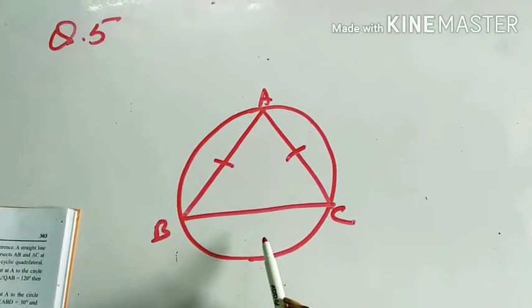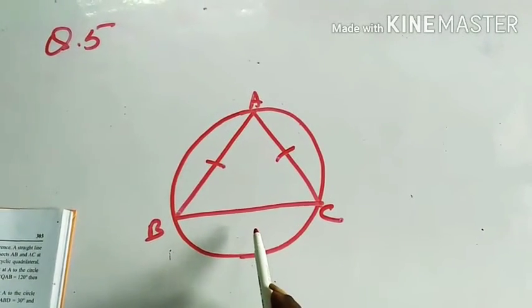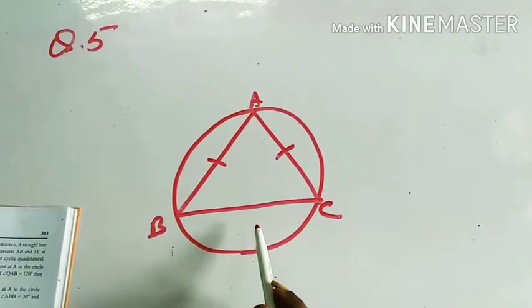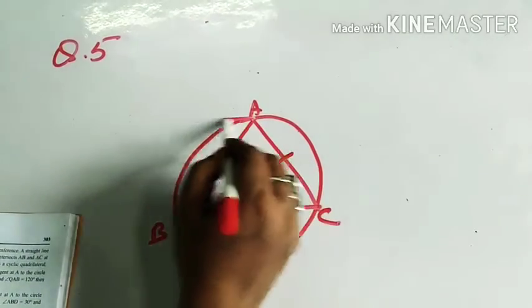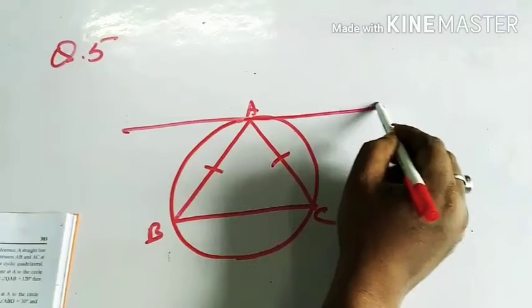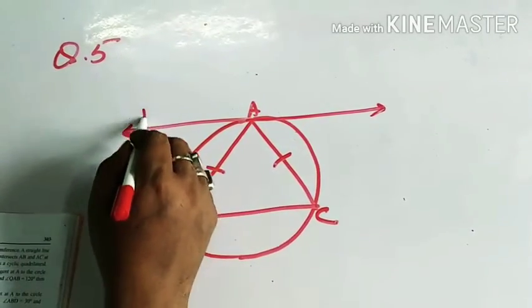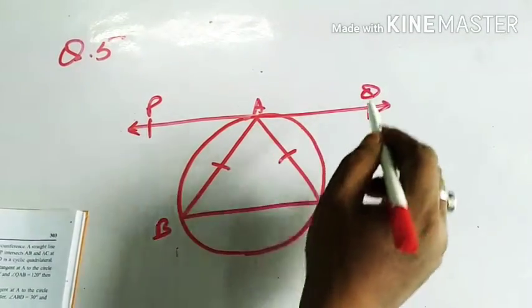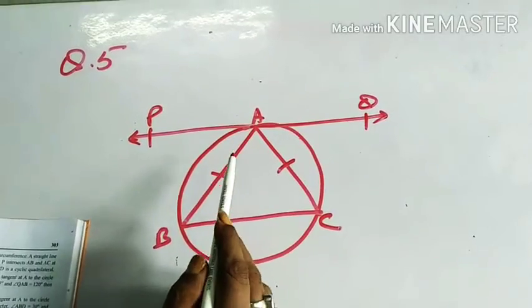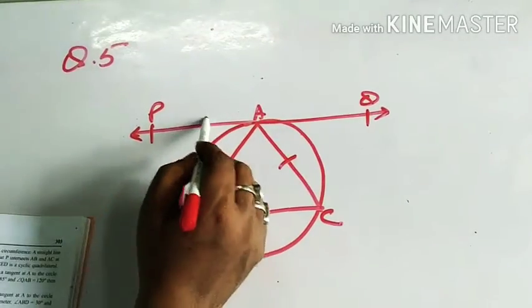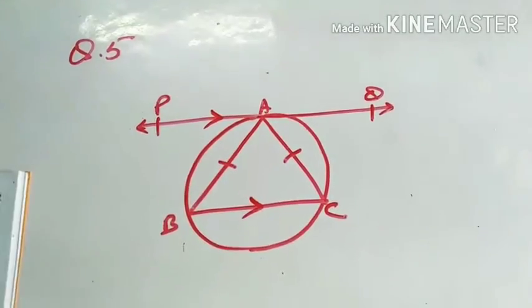Now, the tangent to the circumcircle of the triangle ABC at A. This tangent is PQ. We have to prove that PQ is parallel to BC.